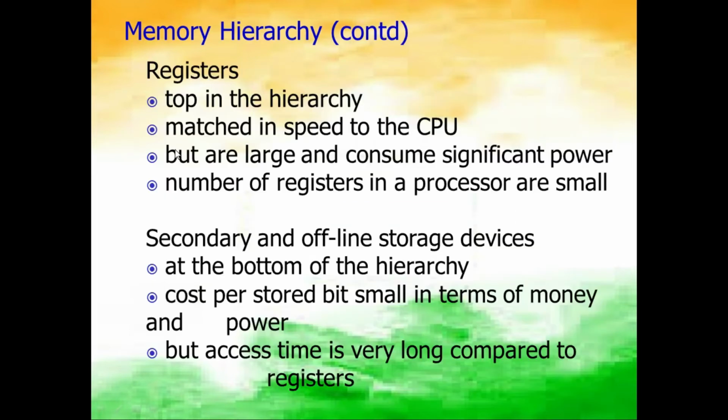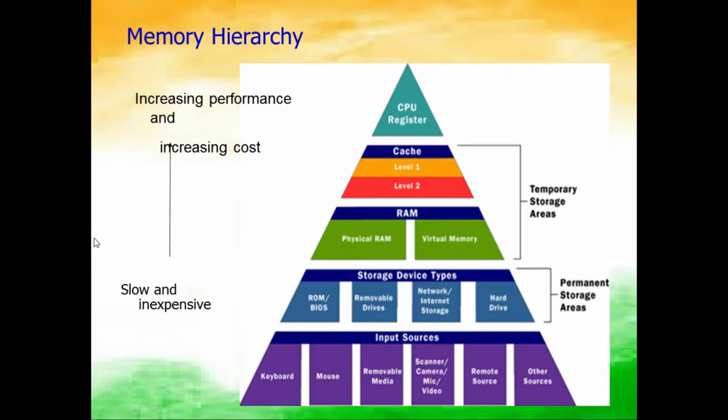In the memory hierarchy, registers are at the top, matching the speed of the CPU, but they are large and consume significant power. The number of registers in a processor is small. Secondary and offline storage devices are at the bottom of the hierarchy. It is shown in this diagram also. These are the primary memories and these are the secondary memories.